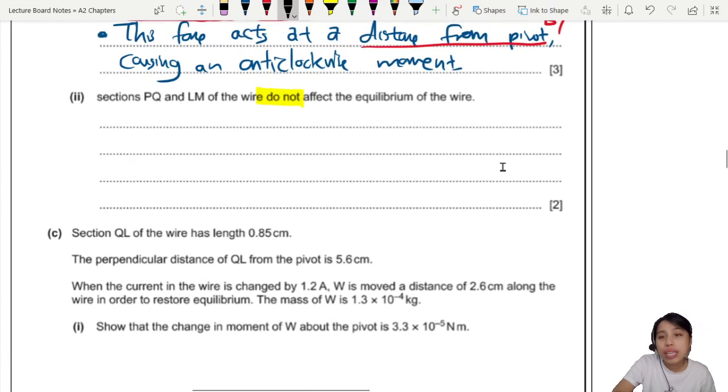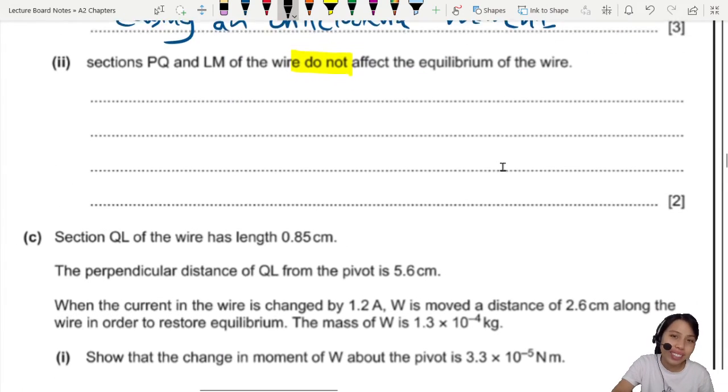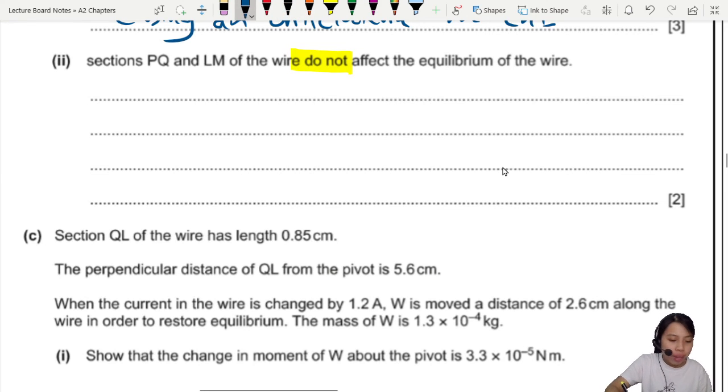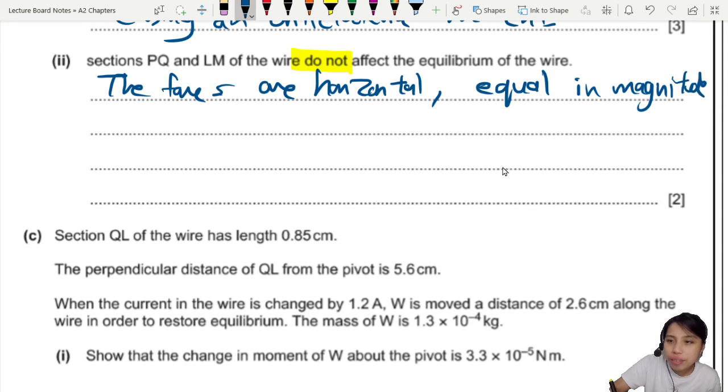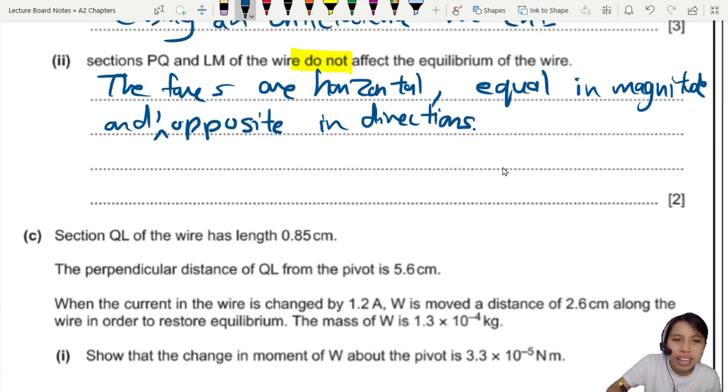So how do we describe that? Yes, there are forces, but they don't affect equilibrium because they cancel each other out. So let's talk about that. So the forces, firstly, are horizontal. That's number one. But also they cancel each other out. So they're horizontal, equal in magnitude, and in opposite direction. So they really don't affect anything else because they cancel each other out. Okay, so 2 marks here.